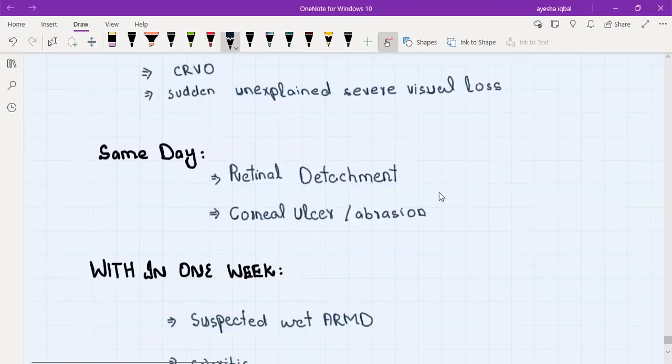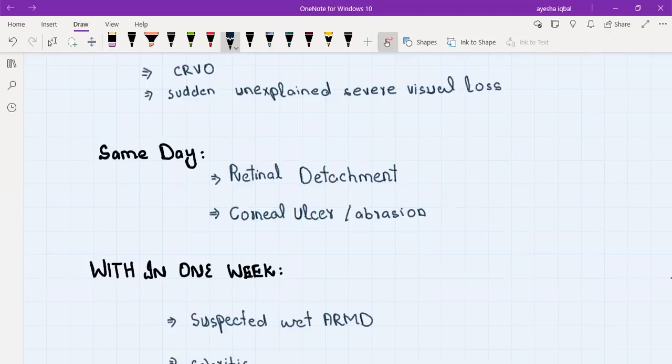Then same day referrals, we have two conditions that need to be referred same day to the hospital. Please bear in mind that in this video, I'm only discussing the most common ophthalmological conditions, and this list is not exhaustive. Of course, there will be many more ophthalmological conditions that will require same-day referrals, but these are the most common ones. And you need to remember these for the purpose of your exam. So retinal detachment, the patient needs to be seen the same day by the ophthalmologist. Then corneal ulcers and corneal abrasion, also same day referral.